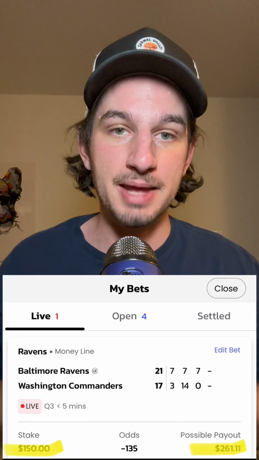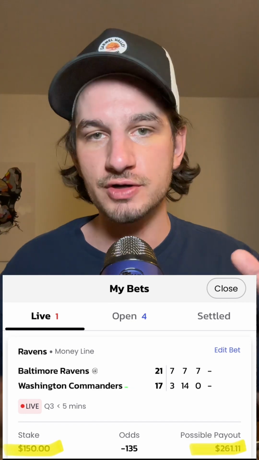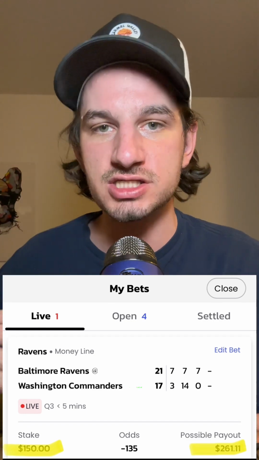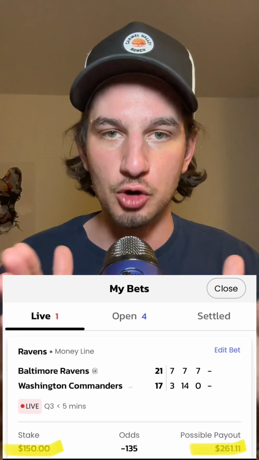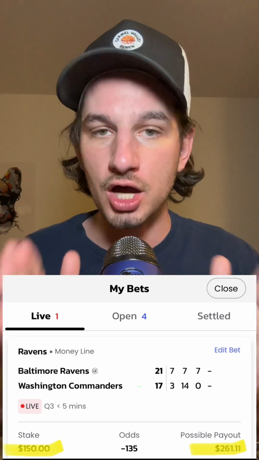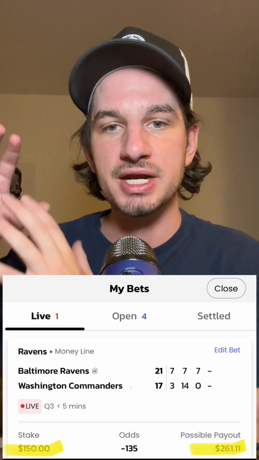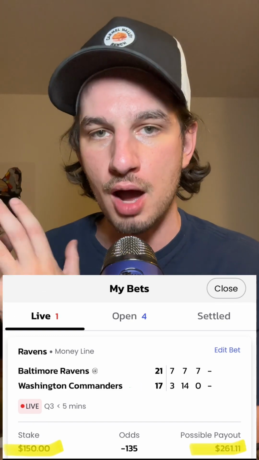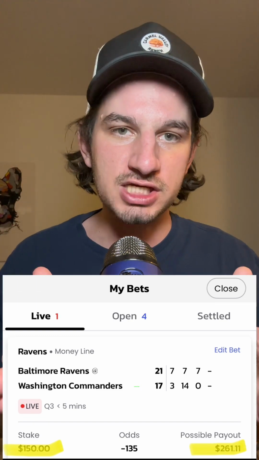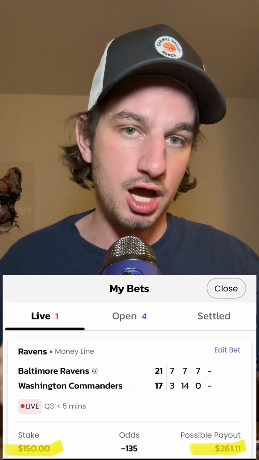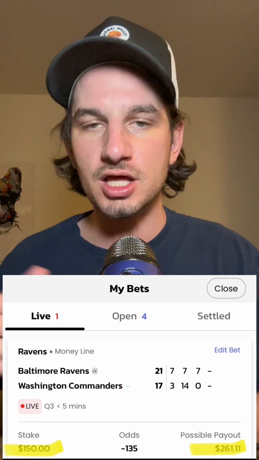Now let's talk about payouts. If you see the below slip, at minus 135 odds, $150 pays out $261.11. Now, don't be confused. This is a profit of $111.61, but it reads including the initial amount wagered. So what you'll receive in your $261 is the $150 you wagered plus the $111 return. So this does not mean you're gaining $261. You're gaining $111 and you're having the initial bet, which is being held, returned to you.